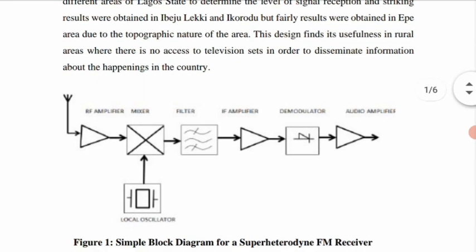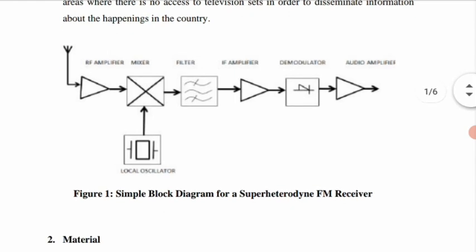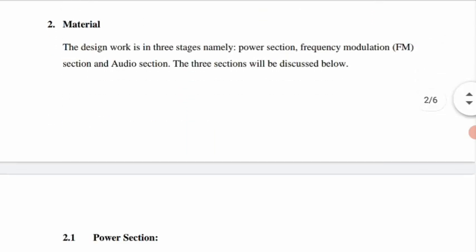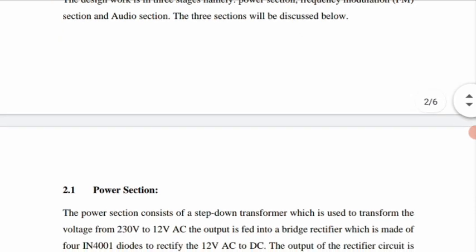This design finds its usefulness in rural areas where there is no access to television sets, in order to disseminate information about the happenings in the country. So this is a simple block diagram for a superheterodyne FM receiver. The design work is in 3 stages, namely power section, frequency modulation section, and audio section.